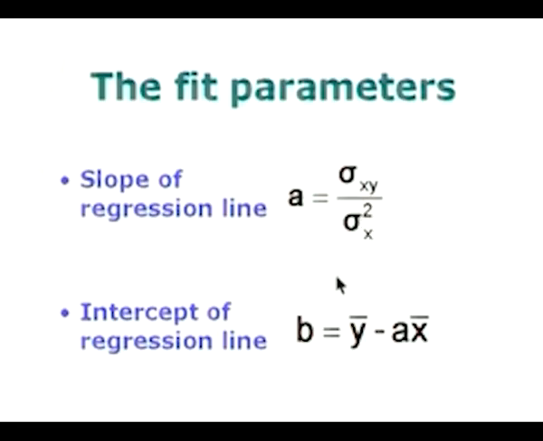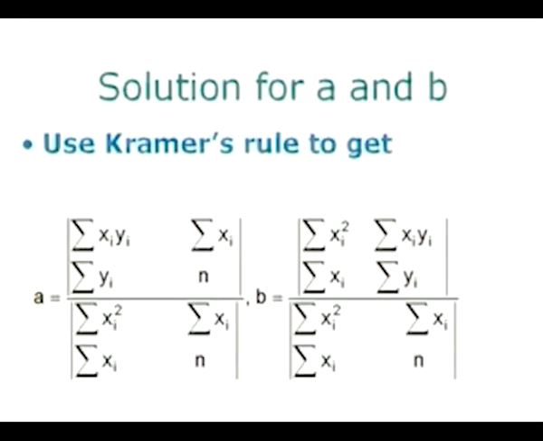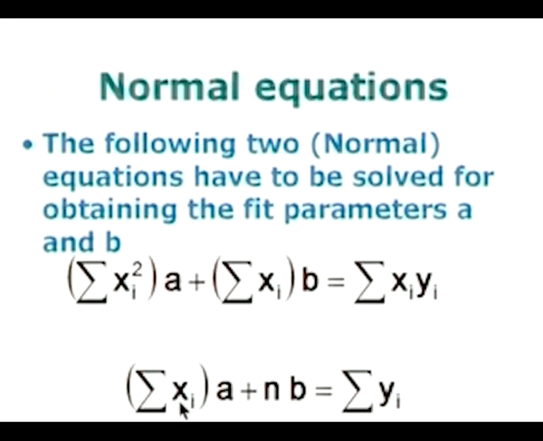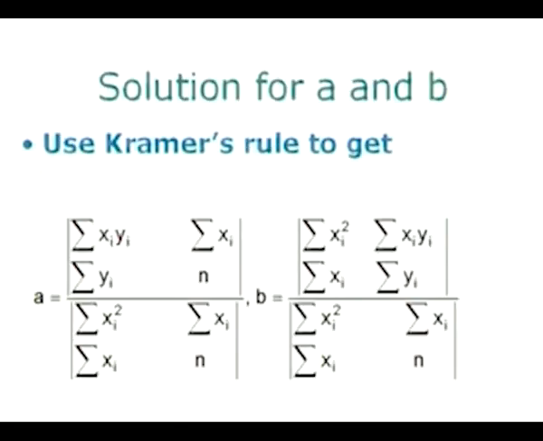Similarly, in fact, if we go back to the normal equation, we can see that sigma xi, what is given here, is nothing but n x bar. Sigma yi is nothing but n y bar, and n is here. So if I cancel all the n's, or if I divide this equation by n, I will get x bar times a plus b is equal to y bar. That means y equal to ax plus b is the straight line, and y bar is equal to a x bar plus b. That means that the regression line passes through the point x bar, y bar.